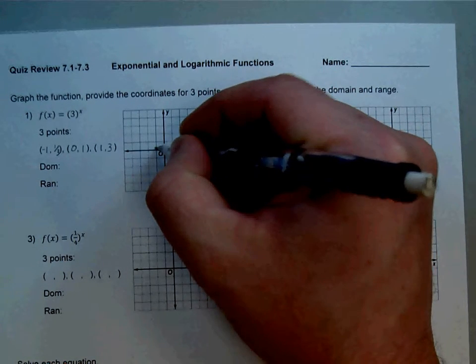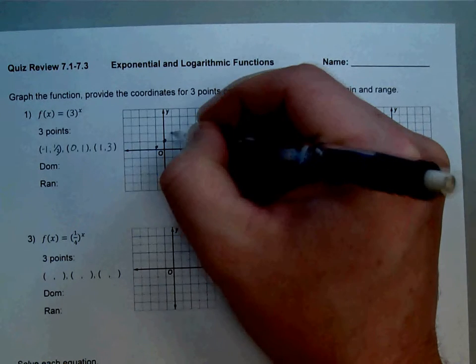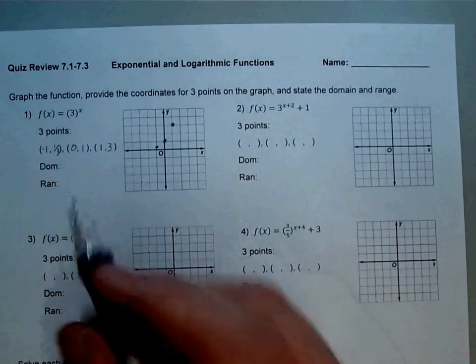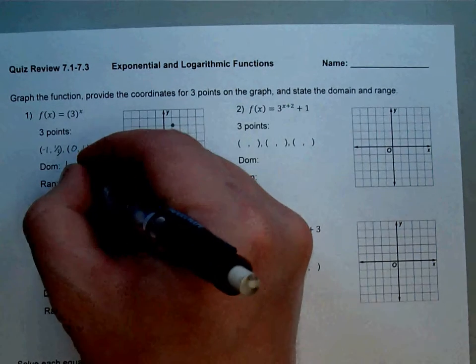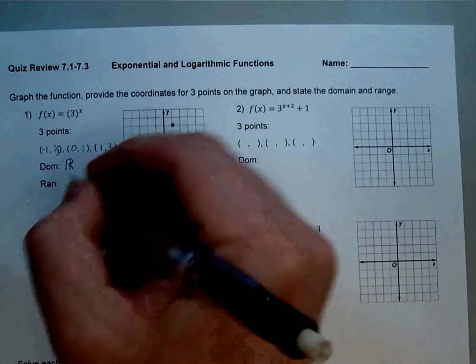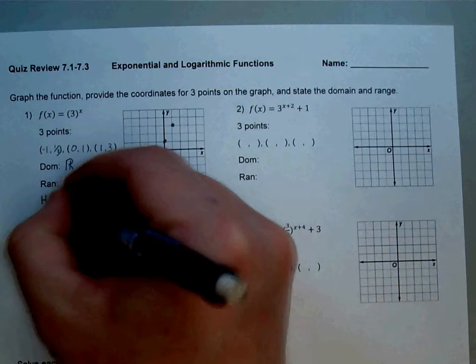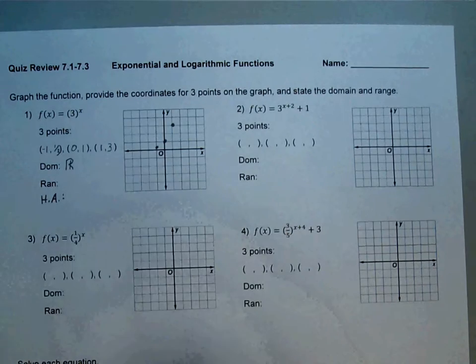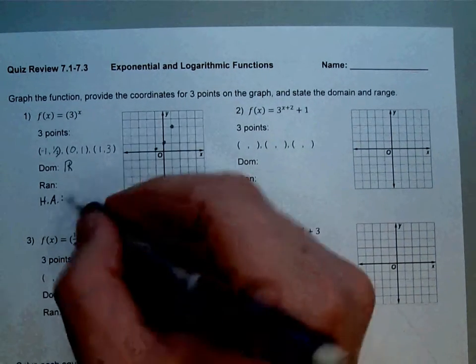-1, 1/3 is about here. 0, 1, and then 1, 3. The domain is all real numbers on every exponential. The range, well, we have a horizontal asymptote. It doesn't ask us this, but I've been doing it, so I would kind of like to see this. So I very well may ask it on the test.